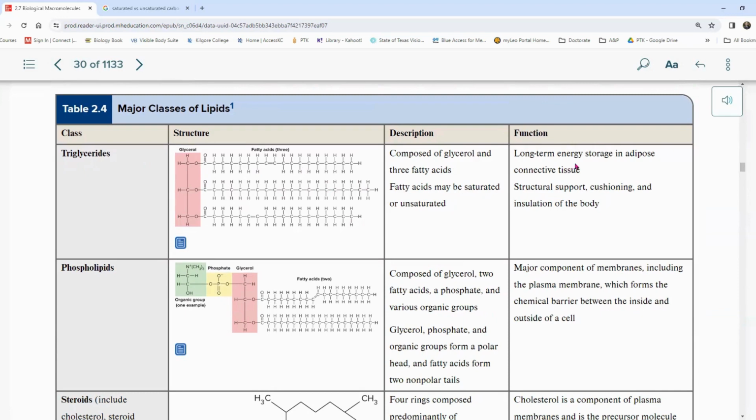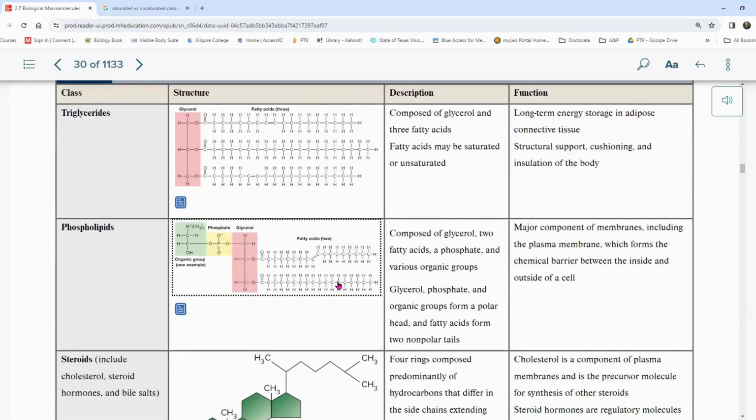They function in long-term energy storage in adipose tissue. Essentially, when you eat a big meal, your body either gets rid of it or stores it as triglycerides. It also provides structural support for cushioning and insulating the body, especially in the wintertime.